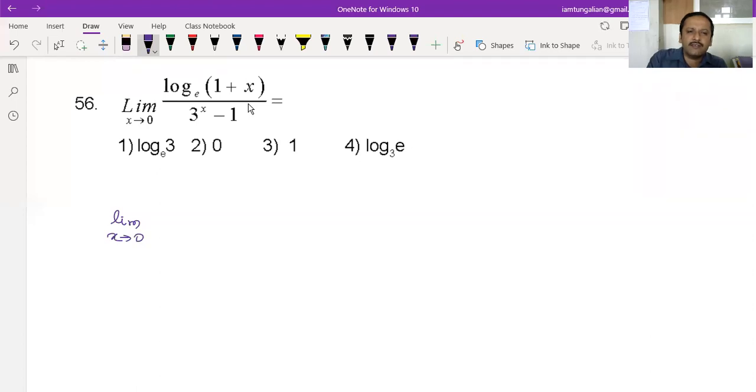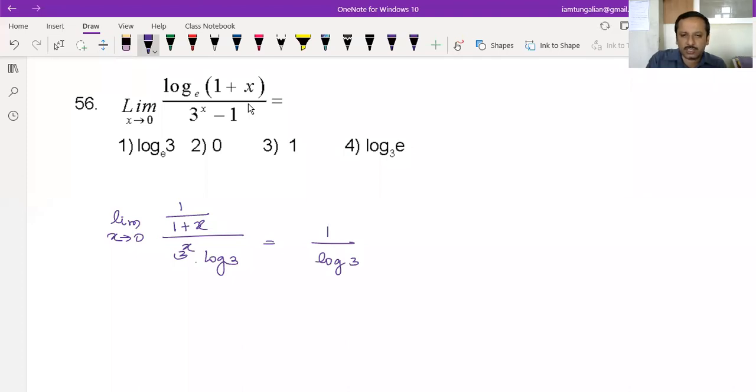Okay. So the derivative of log(1 + x) is 1 by (1 + x), divided by the derivative of 3^x - 1, that is 3^x into log 3. Okay. Apply the limit now. As x tends to 0, the numerator gives 1 by 1, that is 1, divided by 3^0, which is 1. So the denominator is log 3. 1 into log 3 gives log 3.